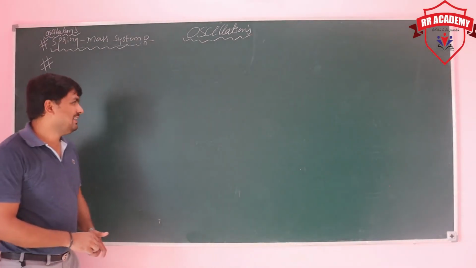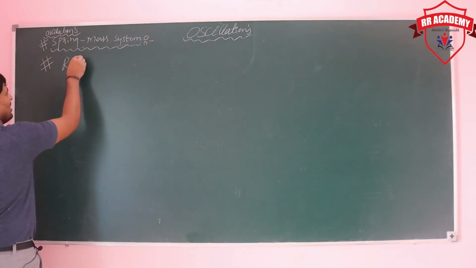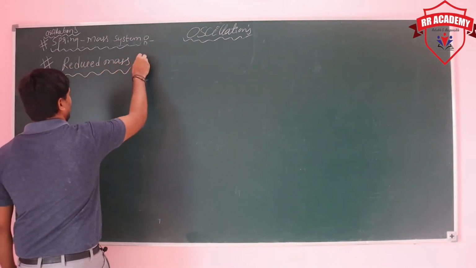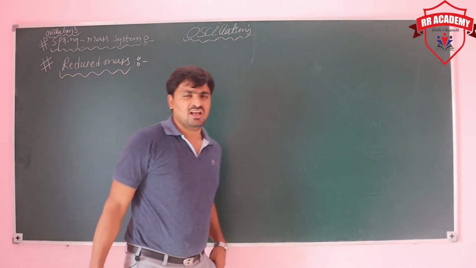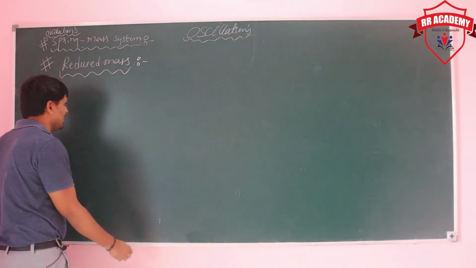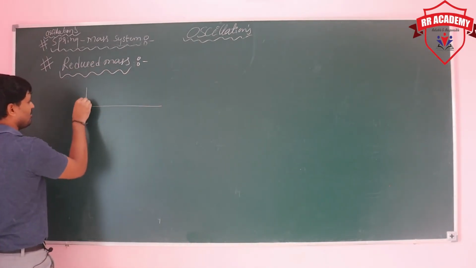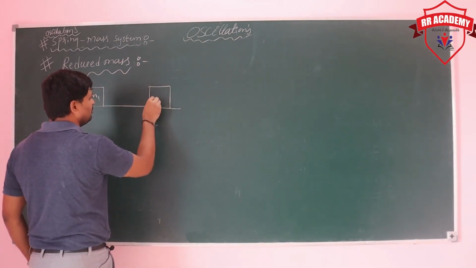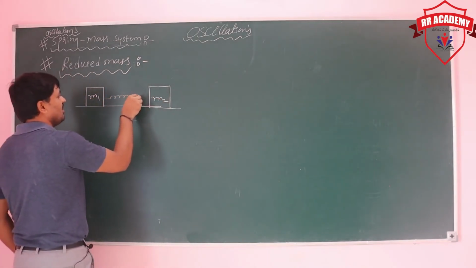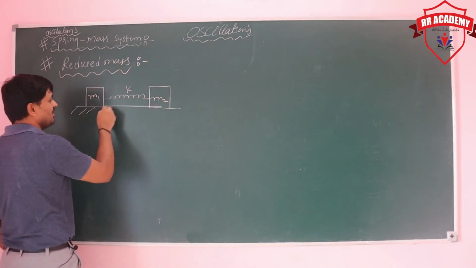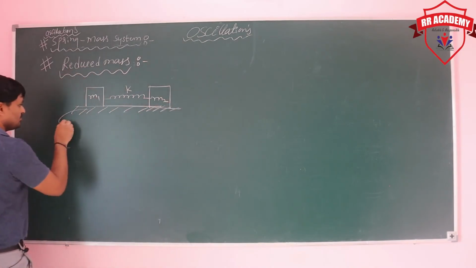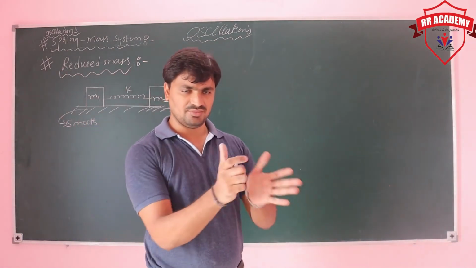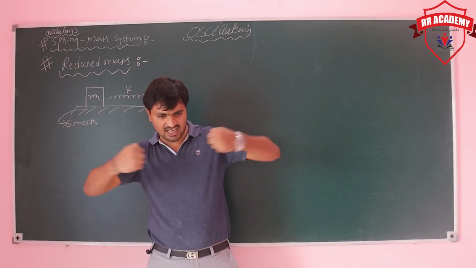See one more important application, that is regarding reduced mass. What is this reduced mass and how can we take it? Let's have a look. For example, here I am considering a body of mass m1 and another body of mass m2, both joined by a spring of spring constant k placed on a smooth horizontal surface.